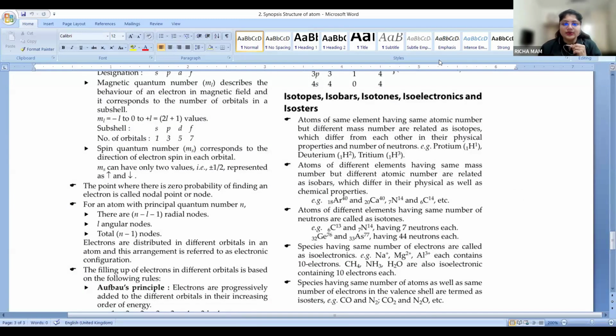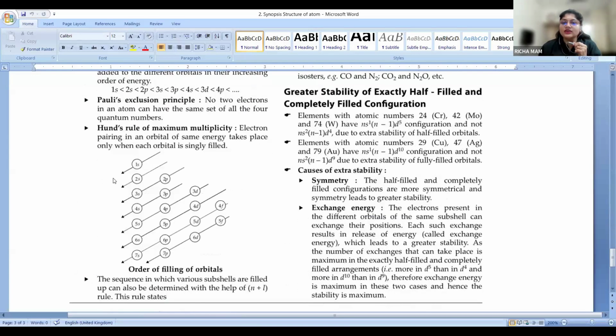So let us continue. Then we have also seen how to fill up the electrons, right? So we have seen the Aufbau principle. This is called the Aufbau principle. So how does the electron filling take place? The electron filling takes place from lower energy to higher energy. So the electrons get filled from the lower energy orbitals to the higher energy orbitals.